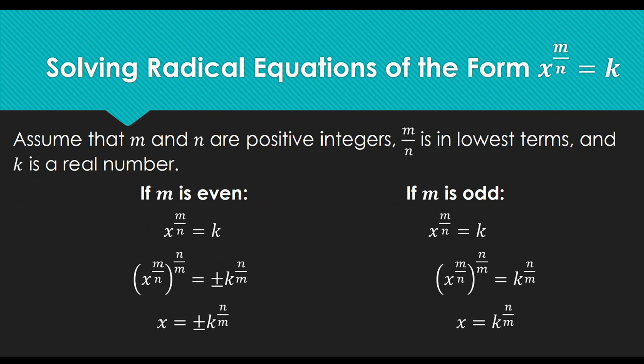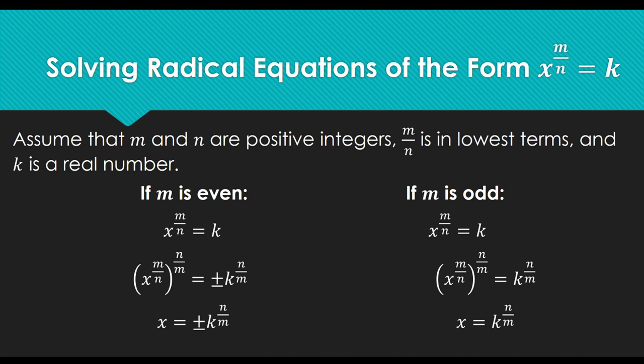All right, so assume that m and n are positive integers. Okay, so we're dealing with positive exponents. M over n is also in lowest terms, so it's already as simplified as possible. K is representing a real number.